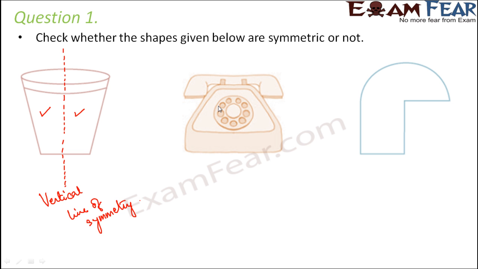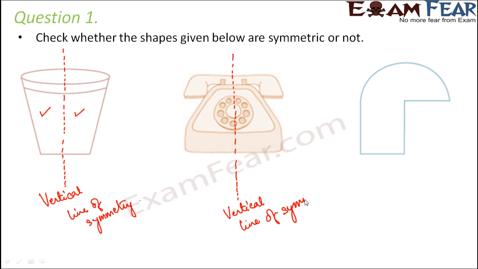Next one is the telephone. So can you try this on your own? Think of a horizontal line that doesn't divide it into equal halves. But think of a vertical line that again divides it into two identical halves. So this half and this half, they are exactly identical to each other. If you think of this telephone being drawn on a sheet of paper, and if you fold the paper along this line, the two halves will exactly cover each other. So this also has a vertical line of symmetry.